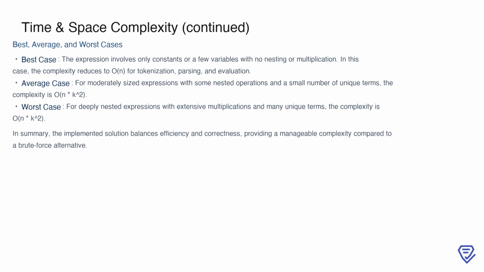Finally, let's summarize the best, average, and worst-case scenarios. In the best case, the expression consists only of constants or a minimal number of variables, with no nesting or multiplication. Here, the complexity simplifies to n for tokenization, parsing, and evaluation.